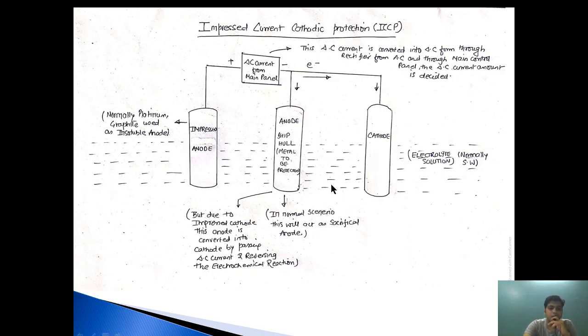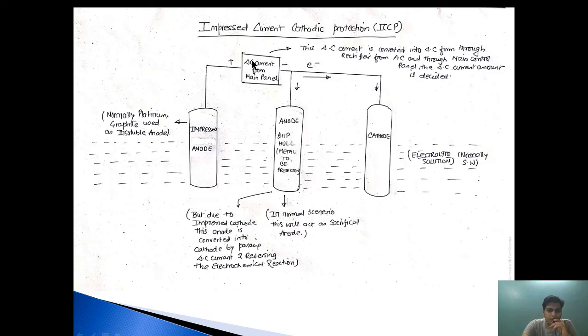Suppose between this anode and cathode, a current of 0.5 megavolt is generated, which is flowing from anode to the cathode. Now, if we can supply a current in the opposite direction, then this will act as a cathode. This is done by this impressed anode.